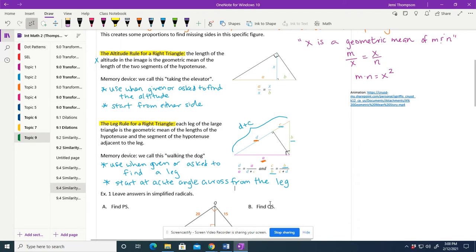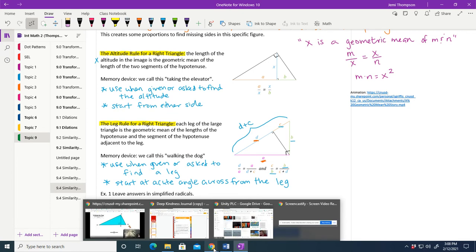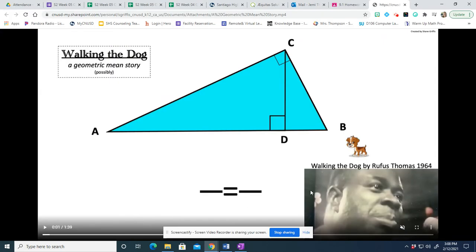So this animation I'm going to pull up. I'm going to talk you through it as it plays, and it just showcases what's happening here. There's a soundtrack here of an artist who sings a song called Walking the Dog. He's a jazz artist from the 60s. It's a little fuzzy, so I'm going to talk through this animation instead.